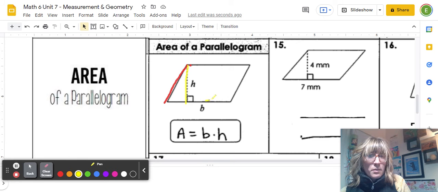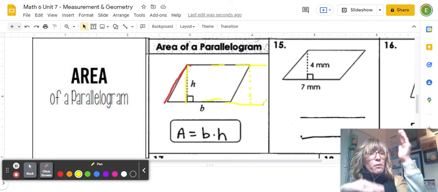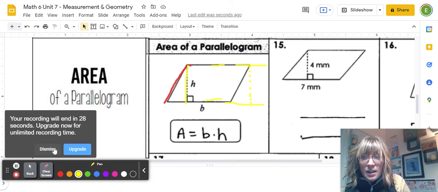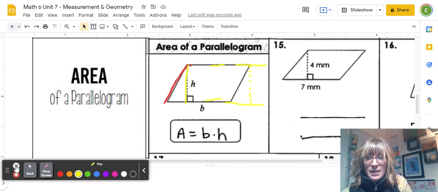The height goes from this base to this space. What is the space between there? You could measure it by going outside of the shape itself, because you had a ruler up here and a ruler down here. How much space is between there? That is the height, different than the length of the side. So you would do the height times the base.